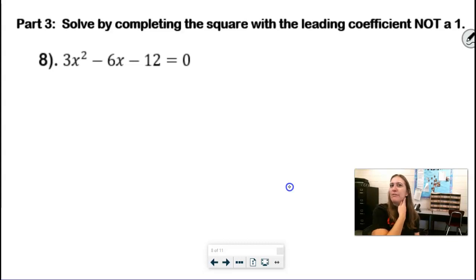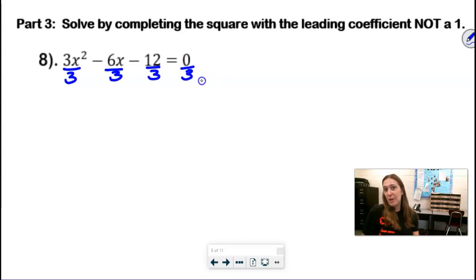Okay, so what if we have a coefficient that's not 1? Well, we said it has to be 1, right? So if I have to get rid of this and make it a 1, I'm going to have to divide everything by a 3. And I mean everything. Now the reason we can do this is because it's an equation, so you can divide both sides and all the terms. If it wasn't an equation, we wouldn't be able to do that. So my new equation is x squared minus 2x minus 4 equals 0.